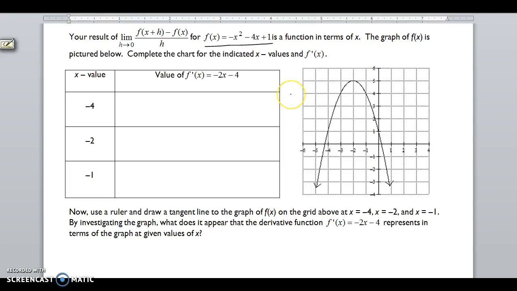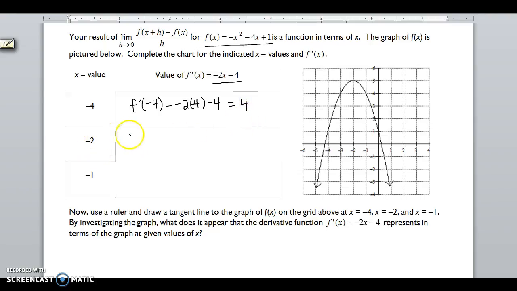And so let's actually find f prime of negative 4. Remember, f prime of x is negative 2x minus 4. So if I want to find f prime of negative 4, I can just plug in negative 4 for x. And so we have negative 2 times negative 4, which is positive 8, minus 4, which is positive 4.